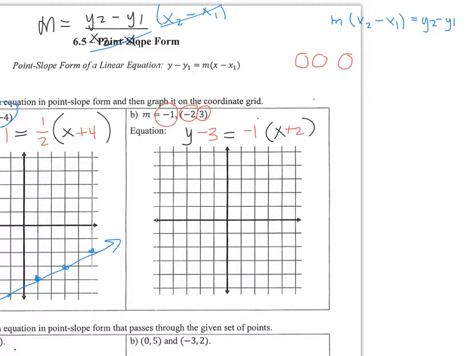To graph it, I'm going to start at the point, -2, 3. So with my coordinates, I'm going to go left 2, down 3, make a dot. And my slope is -1, so I'm going to go up 1, left 1, or down 1, right 1. Ooh, I think I got way off on that. And then I connect.